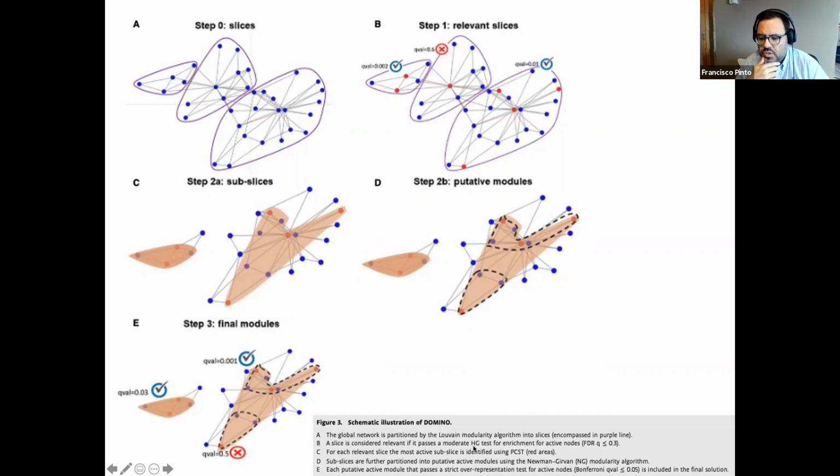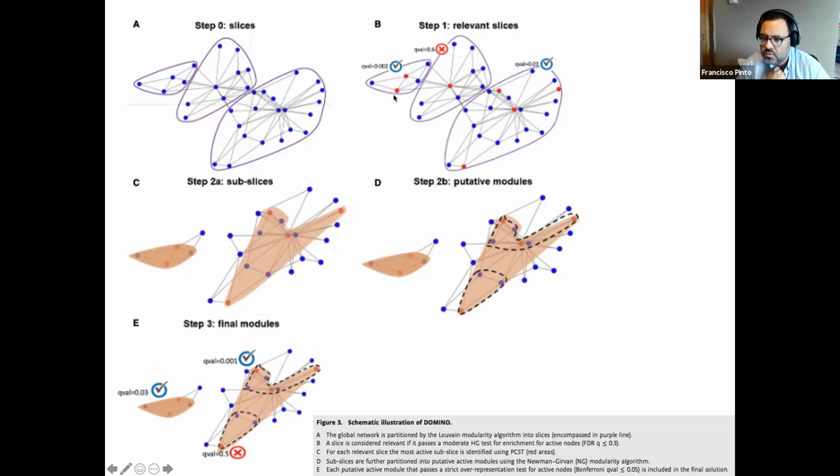In this case, they chose the Louvain modularity algorithm, which is also available in iGraph as one of the cluster functions. So you can implement these in iGraph. You divide the full network into what they call slices, but these are equivalent to modules. Then you evaluate each of the slices to see whether the number of genes with a significant change in expression, for example, is highly prevalent or not.